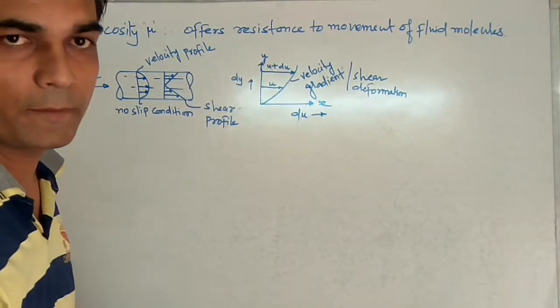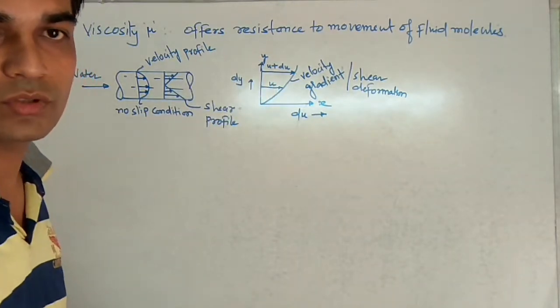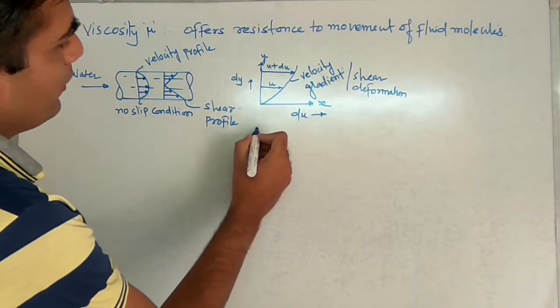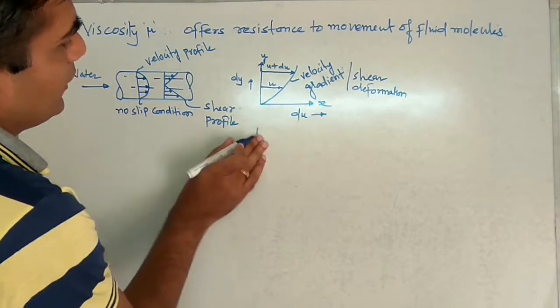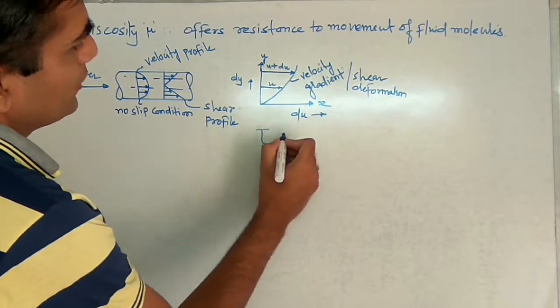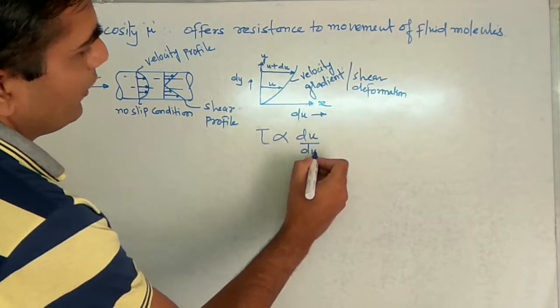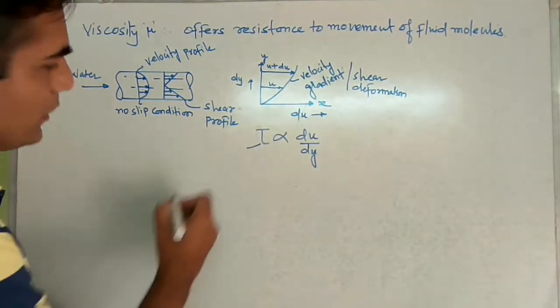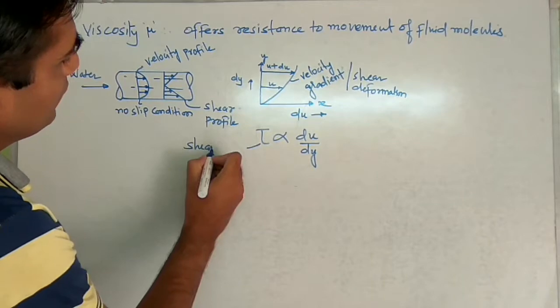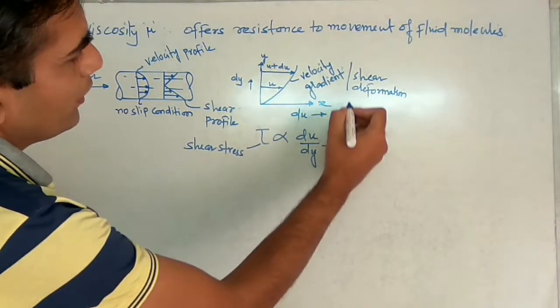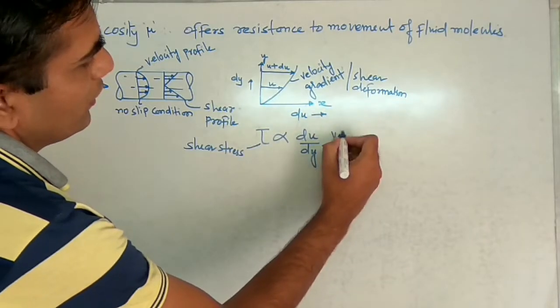How the viscosity term came is by the formula: tau is directly proportional to du by dy. Now tau is nothing but shear stress, and du by dy is the velocity gradient.